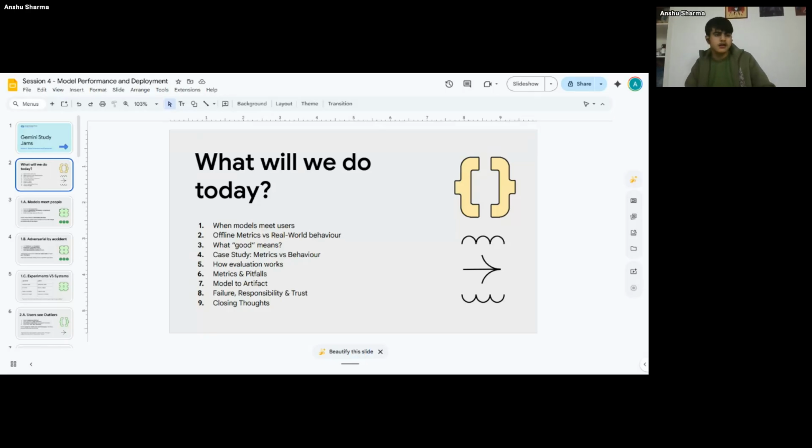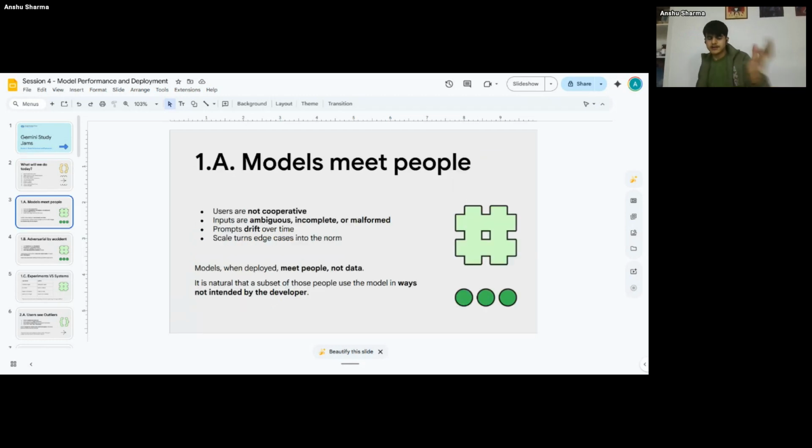Okay, good. Now, from the perspective of an ML ops engineer, first of all, models meet people. So what do I mean by this? When we evaluate a model, evaluating a model is just getting to know how the model performs, right? In the case of generative models that create new content, we have some metrics which give us some numbers on how the model performs.